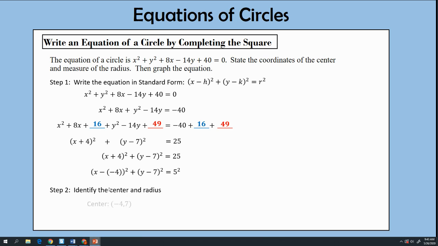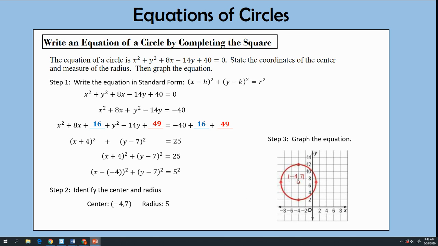Identify the center and radius. Well, we know our center is negative 4, 7, h, k, and we know our radius is 5. So now we're going to go ahead and graph it. When you graph it, you're going to plot your center, negative 4, 7, and then the radius of 5.